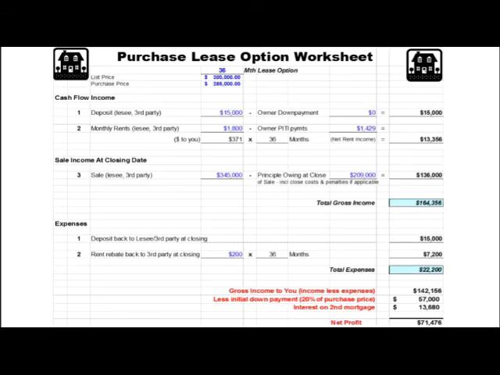Now, I have included a purchase lease option worksheet that you can use to help you calculate what the profit and the cash flow is going to be in a particular deal. So all you have to do, where you see the bright blue numbers there, is enter in the information. You'll see that it's a 36-month lease at the very top center, and if it was a 2-year lease, that number would be 24. You would enter the list price, the purchase price, the deposit paid, monthly rents collected, and the owner payments out, etc. So this will do the whole calculation for you.